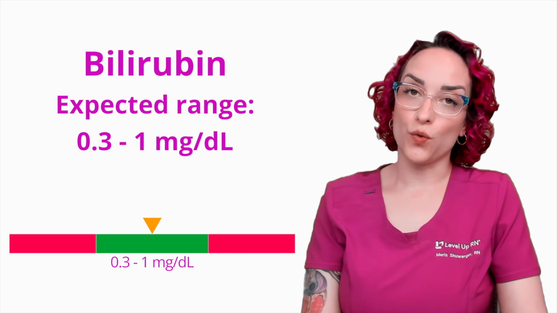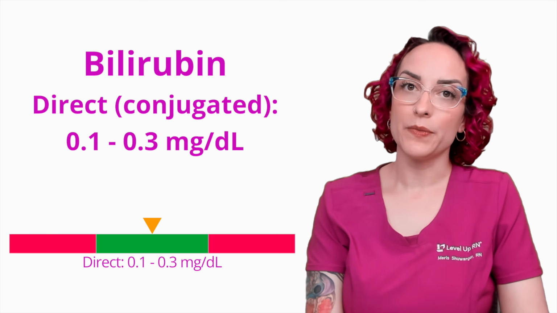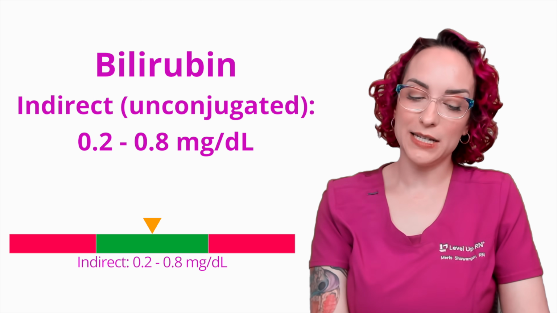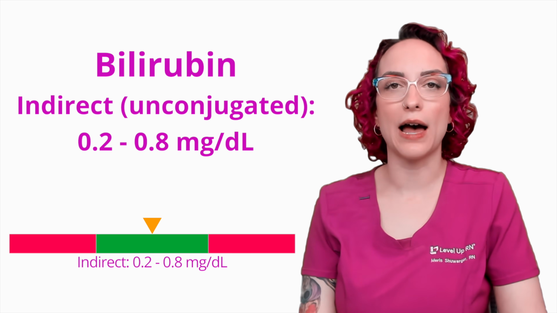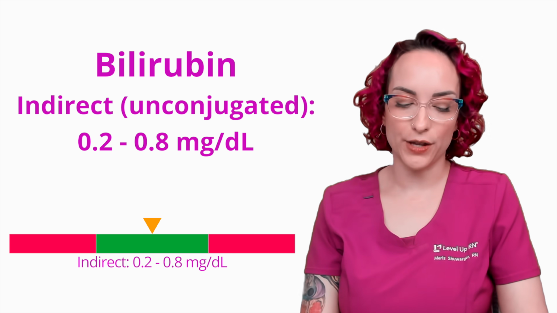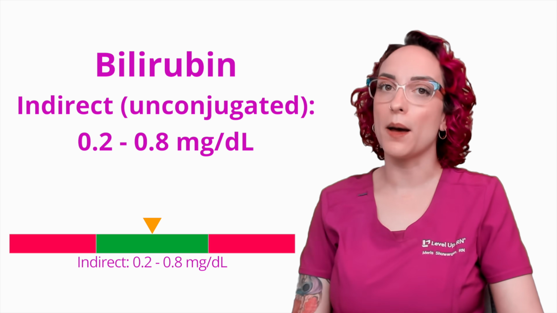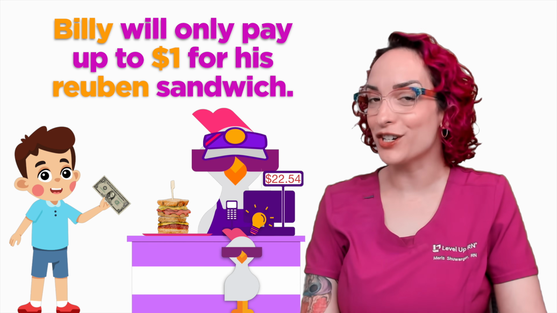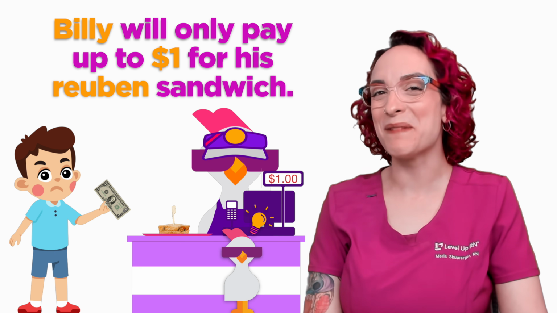So when we talk about direct conjugated bilirubin, this is going to be 0.1 to 0.3 milligrams per deciliter. That's going to be the smaller amount of it. And then for the indirect or unconjugated, that's going to be 0.2 to 0.8 milligrams per deciliter. Again, we expect most of it is going to be bound up with albumin. These two things put together give us that total bilirubin range there. And we do have a cool chicken hint here to help you remember that total bilirubin number, which is that Billy will only pay up to $1 for his Reuben sandwich. I don't think he's going to be getting a very good Reuben if he's only willing to pay $1 for it, but that is our way of remembering this.